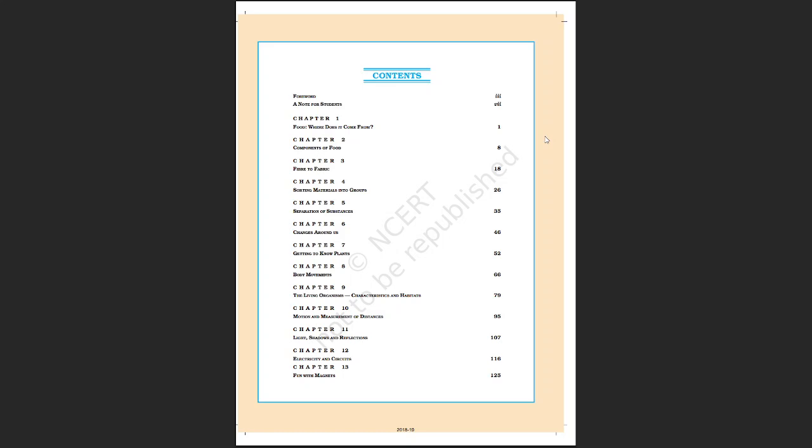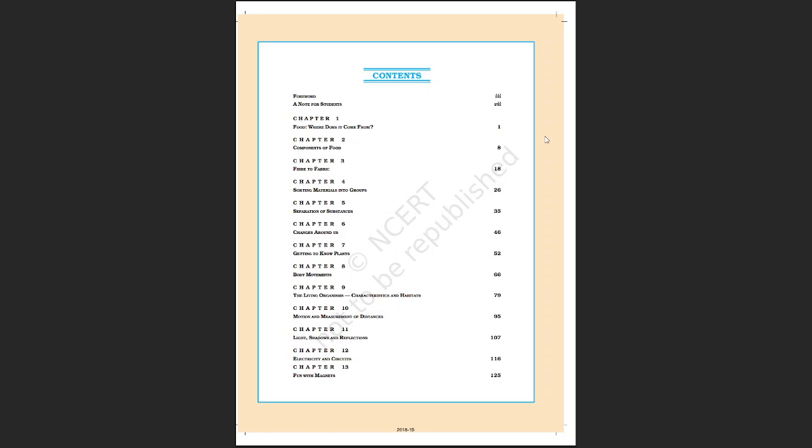Our fourth chapter is Sorting Materials into Groups. In this chapter we will study the materials which are around us, for example chair, table, door, or plants, animals, etc., the different kinds of materials and living organisms present in our environment, and we will categorize them in different groups. We will study their properties also.